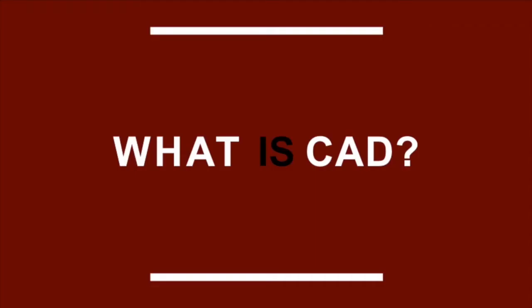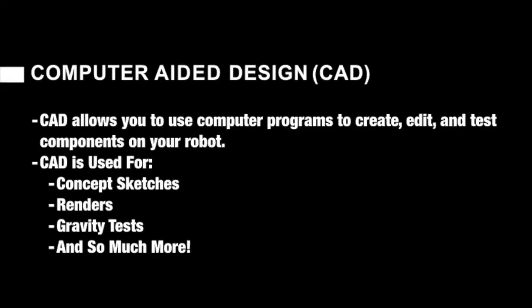Now let's talk about an introduction to CAD and how it is used. Now you've heard us talk a lot about CAD and how we used it to design our robots, but what is CAD? CAD stands for Computer Aided Design. CAD allows you to use computer programs to create, edit, and test components for your robot. CAD is used for concept sketches, which are just basic sketches where you can see how your robot is going to work, renders, which are actually very cool and very intense pictures where you can see what your robot will actually look like, gravity tests, and so much more.